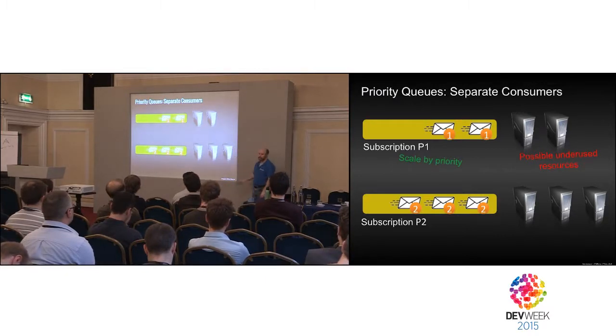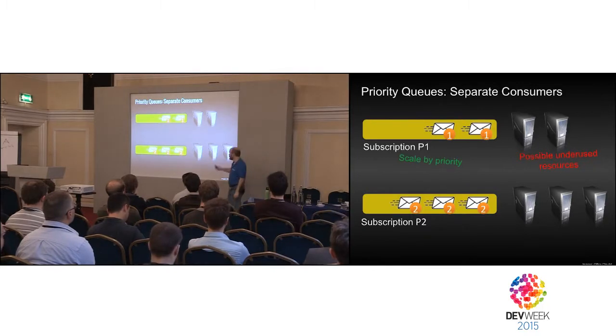There's a problem with this. If you have five message ones and no message twos, the observation is you've got two guys up there doing a lot of work, and then nobody down here doing anything. And that can be flip-flopped.